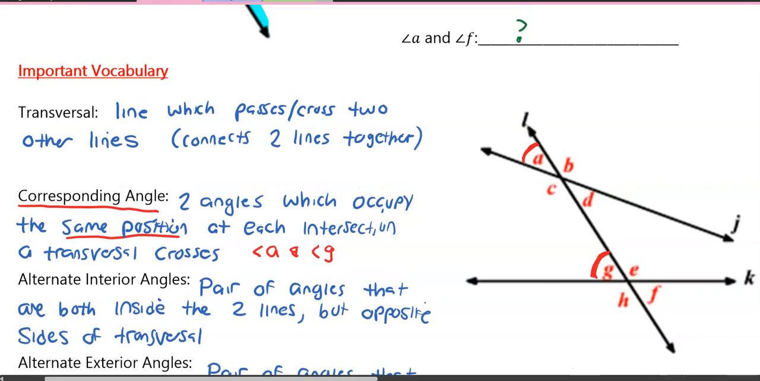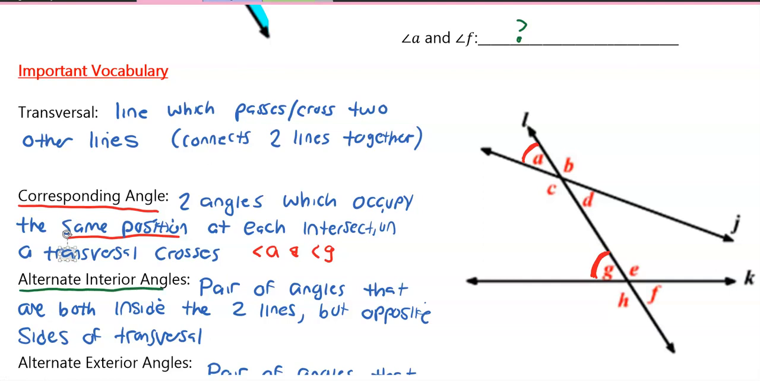The next definition is alternate interior angles. I'll use green for this one. Alternate interior angles are a pair of angles that are both inside of the two lines, so in between the non-transversal lines, but on opposite sides of the transversal. As an example, angle C right here is located on the interior of J and K. And we'll talk about interior and exterior in just a split second. So alternate interior means that I'm going to pick the other interior angle at the intersection here that is on the other side of the transversal, so in this case, E.